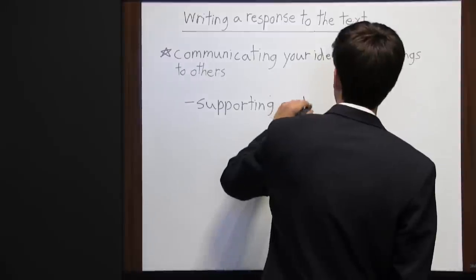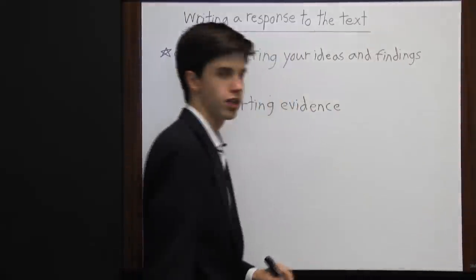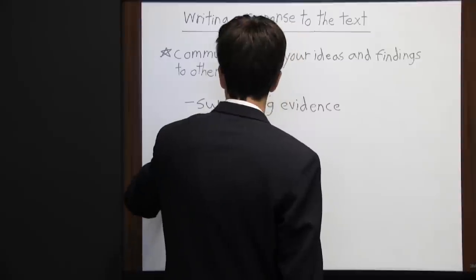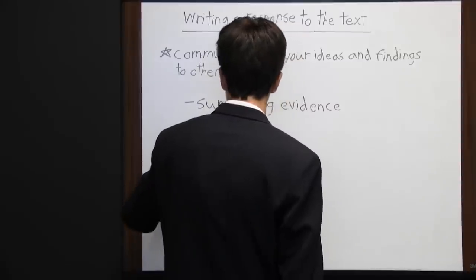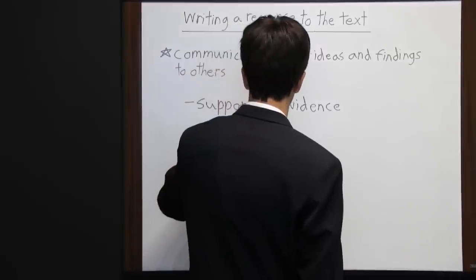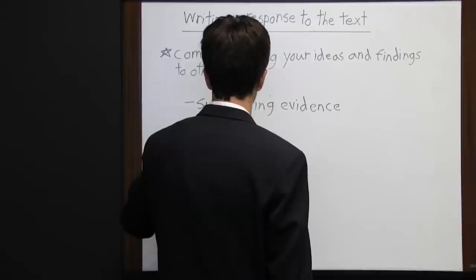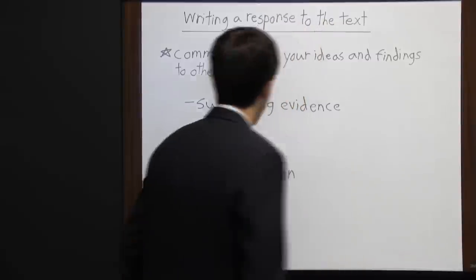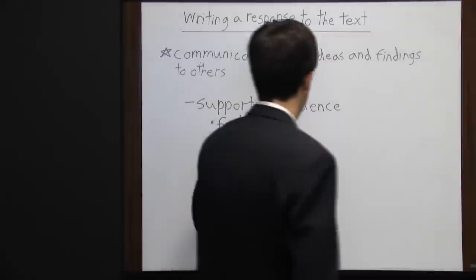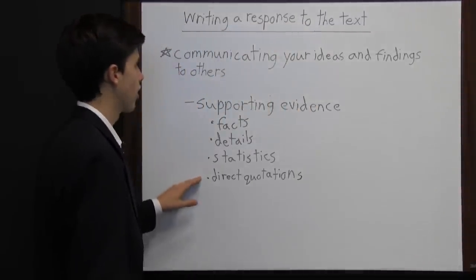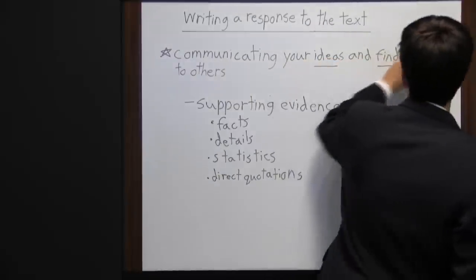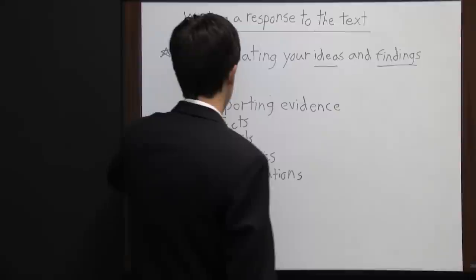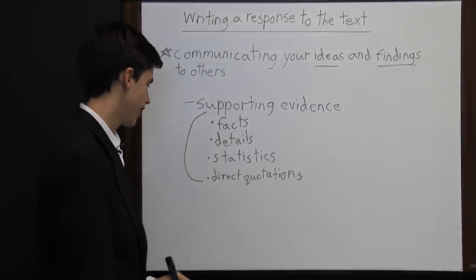It's important that when you're writing this response, you don't just put in your own opinions, but you also put in facts from the text. So some of the things you can put in there are facts, details, statistics, and direct quotations. So what you want to do is look in the text and find things like this that you think will back up your arguments, because you're communicating your ideas and findings to other people. So you want to find the best way to communicate those ideas and findings. So look for facts, details, statistics, and direct quotations that back up your ideas and findings.